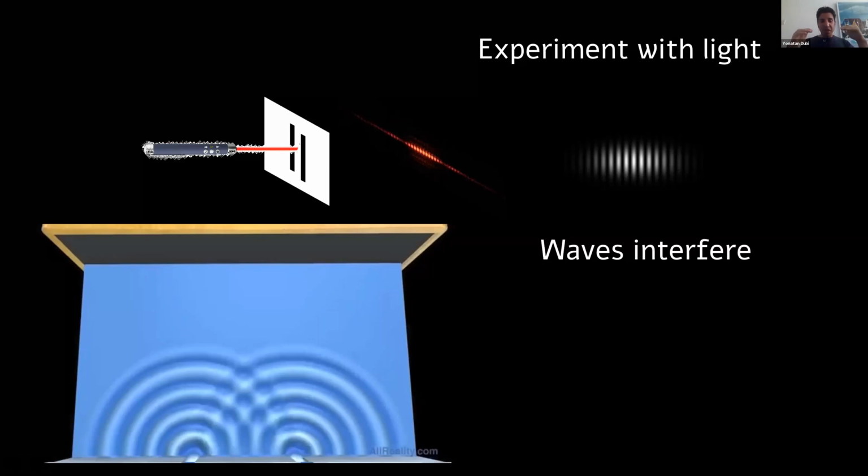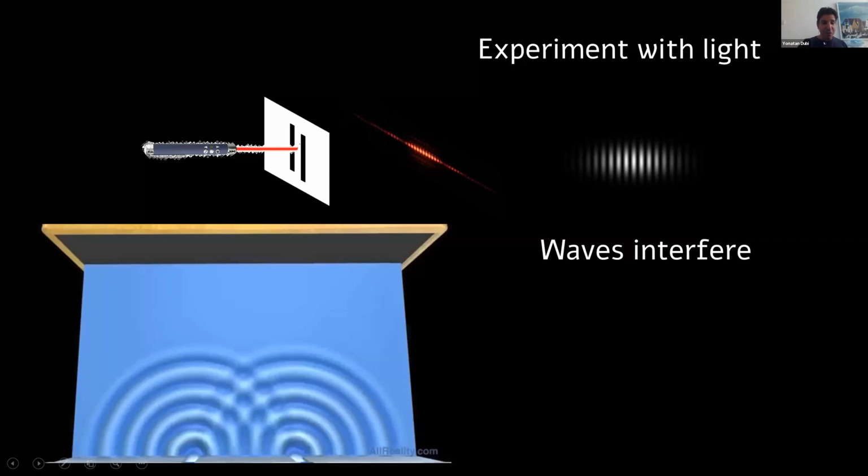If they touch each other in a place where both waves were at their tops, then the combination of them would be even higher. So the sum of the waves will have a higher amplitude. We call this constructive interference.